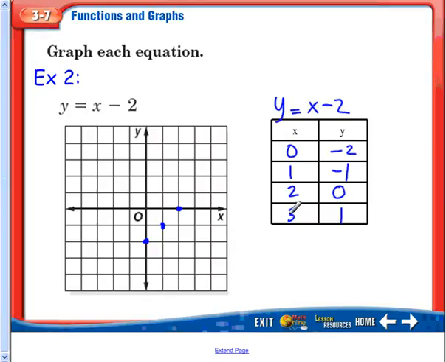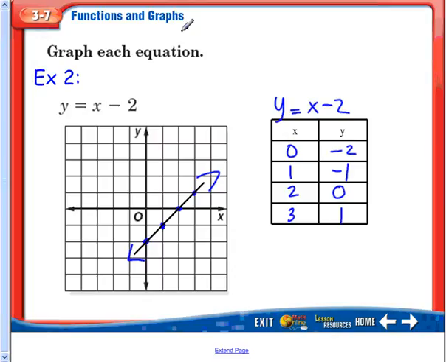Fourth point that I have, I'm going to go right 3 and up 1. So I'm going to go right 1, 2, 3, and up 1. Okay, I notice that this function has created a straight line, so I'm going to use my straight line tool to draw a straight line between these points. I'm going to add arrows at the end of this line to show that it will continue forever in both directions.